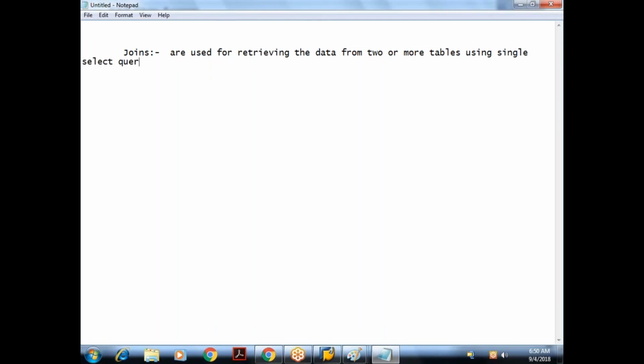Joins are used for retrieving the data from two or more tables using a single select query. Basically, we have two types of joins here. One is inner join, another is left outer join. We have two types of joins, inner join and what? Left outer join.